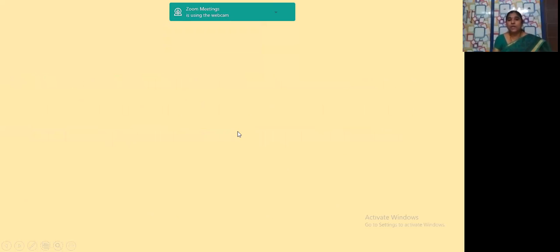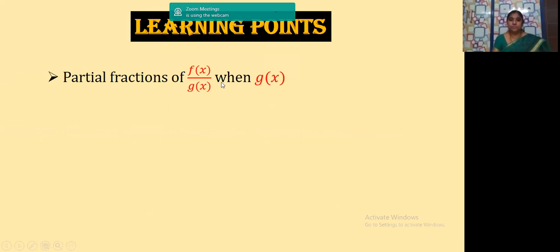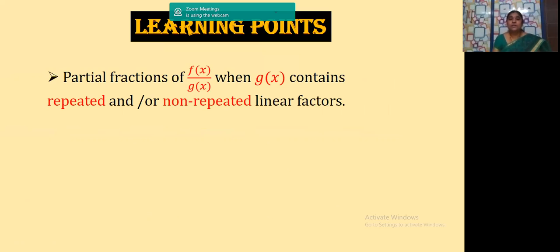So what are our learning points in today's class? First thing is partial fractions of f of x by g of x when g of x contains repeated and non-repeated linear factors. What does that mean? It can be repeated and non-repeated, or repeated or non-repeated. Either of these cases can be there. So linear factors: this is what you are going to see in today's class.